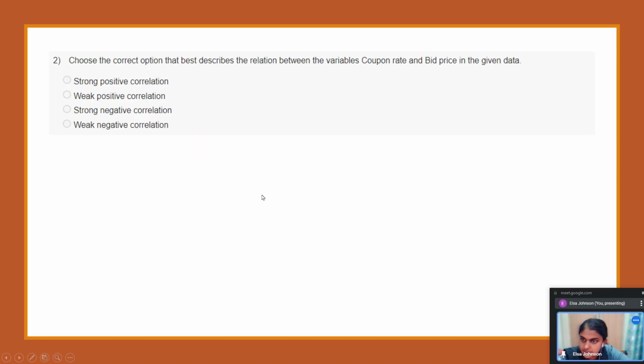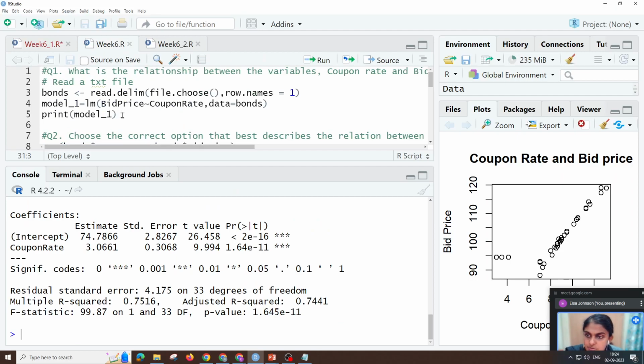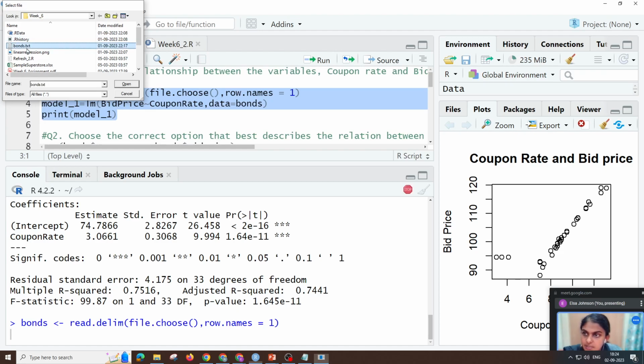That is the answer. Then you can tell this one: choose the correct option that best describes the relationship between the variables coupon rate and bid price in the given data. How can you find it out? You have to see the correlation. So for that I will move on to this one. This is the first question. I'll rerun that again.